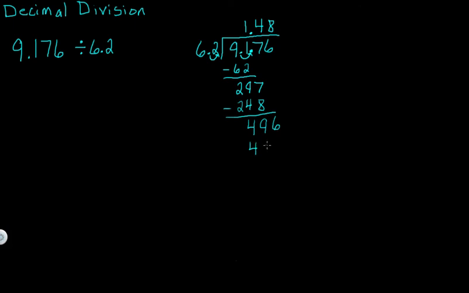Aha, look at that. Look at how nice those numbers turned out for us. Almost like the teacher did that on purpose. And we get 0 here, so we know we're done. So 9.176 divided by 6.2 is equivalent to 1.48. Decimal division, that's how you do it.